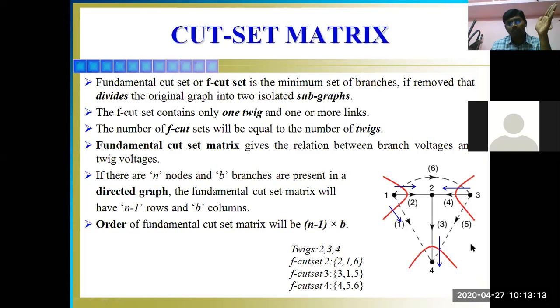Okay, but there is no other combination to remove. Suppose you want to remove any combination other than this, it is not possible, because that gives more than 1 twig. So these are the 3 fundamental cut sets related to the second twig, third twig, and fourth twig.